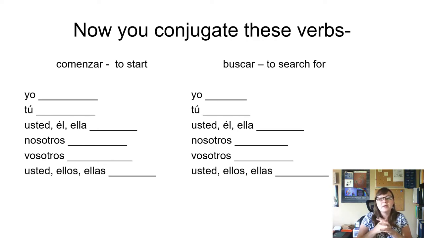All right, your turn this time with some zar-kar verbs. Do you remember what that changes in the yo form? Comenzar. Yo, tú, usted, nosotros, vosotros, ustedes. Buscar. Yo, tú, usted, nosotros, vosotros, ustedes. So try and conjugate these in your notebook or something like that and come back when you're ready.